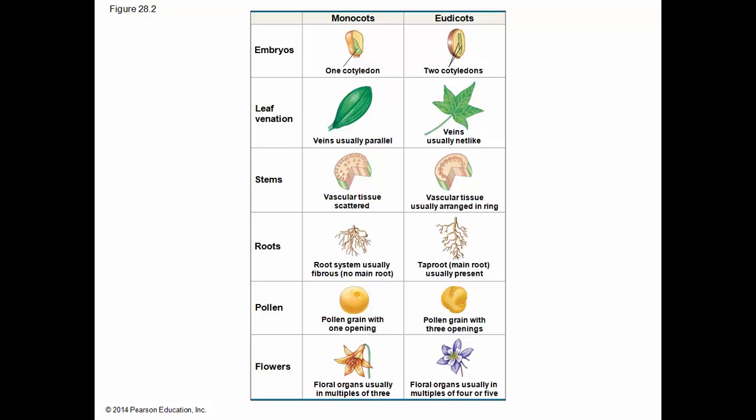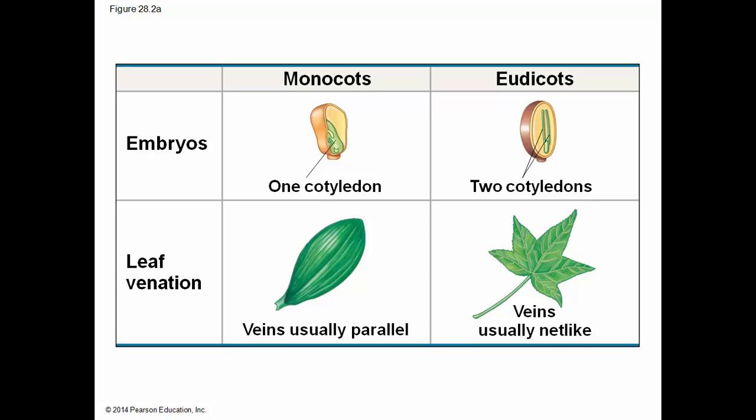Okay, so here are the different traits. We're going to go through them in a little detail here. Here the monocot is just like a corn seed. The corn seed has one cotyledon. It's the little green leaf inside here. Here's the endosperm, which is the majority of the seed. The endosperm provides nutrition for the seed to grow. Here's a eudicot seed, like a bean. This has two cotyledons. You can see these tiny little leaves inside the shell of the seed.